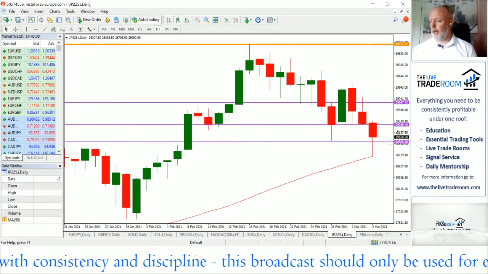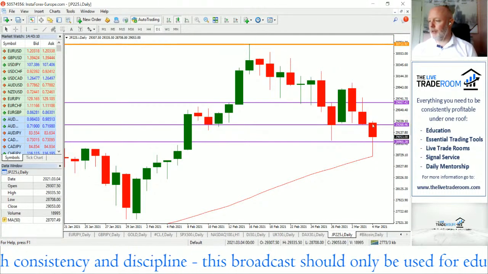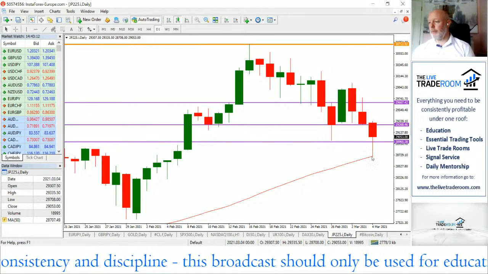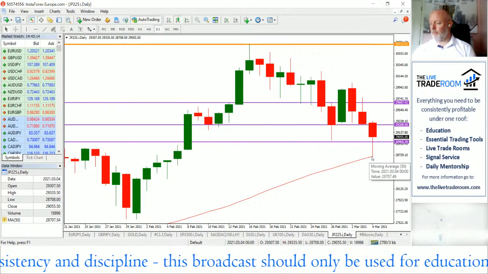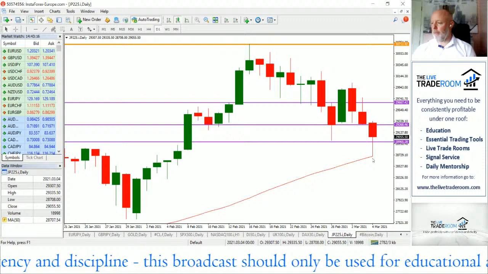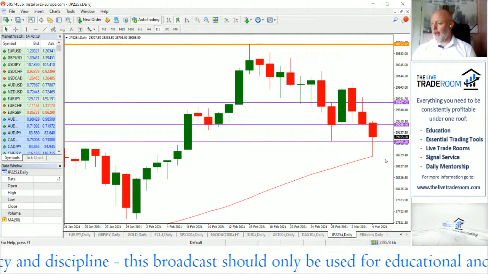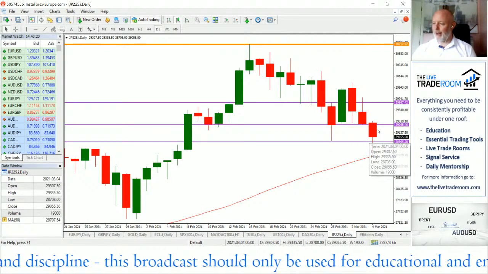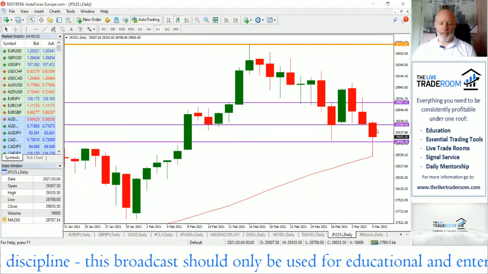the level last night was the 29,268, so we got a really nice solid move to the downside. We were talking about the 50 period moving average in here at the 28,729, and we've had a bit of a bounce off that level, as you can see.